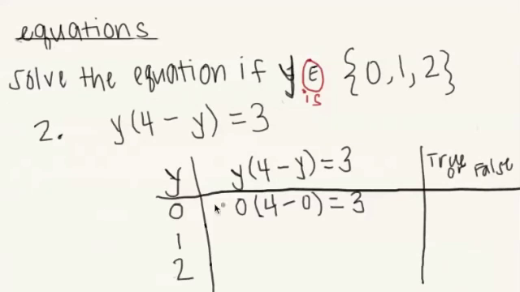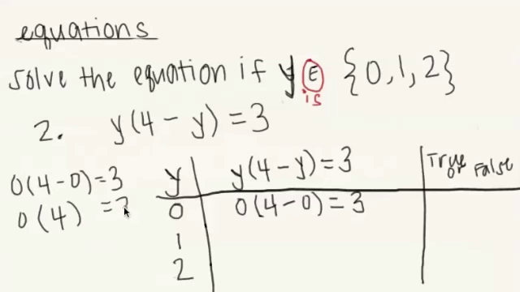And there we go. So I'm going to go over to the side here and do my scratch work. So I have 0. Inside the parentheses, according to my operations, I go 4 minus 0. 0 times 4 is 0. So does that equal 3? No way. So it's false.